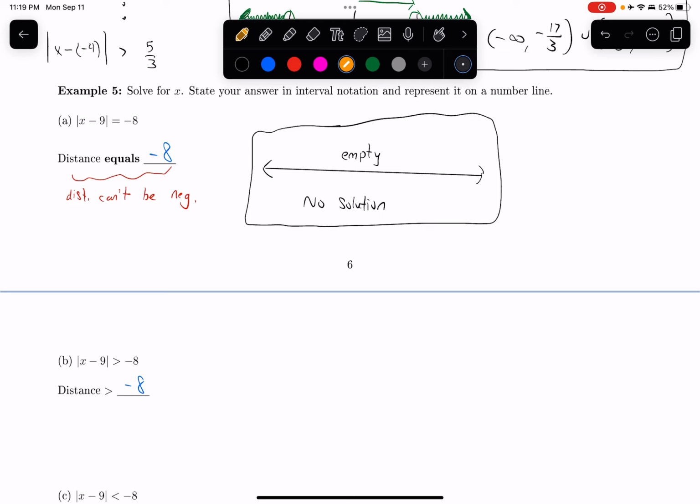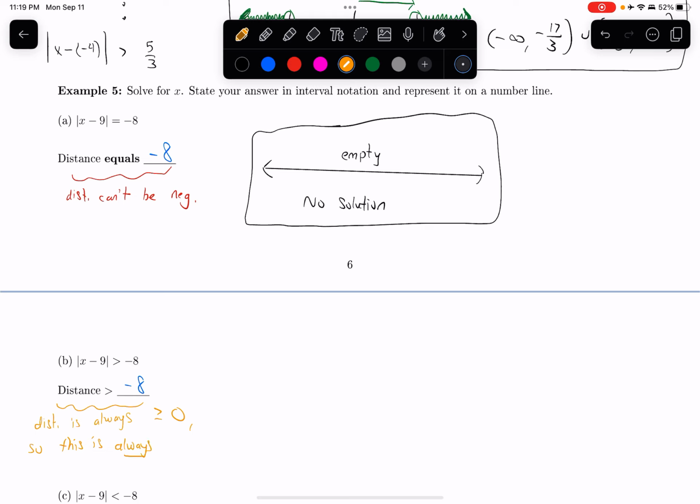Well, when is that going to happen? When is a distance greater than negative 8? Well, a distance is always non-negative. It's always greater than or equal to 0. So if it's always greater than or equal to 0, it's definitely bigger than negative 8. So this is always true.